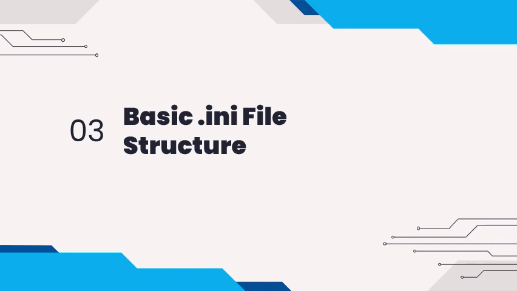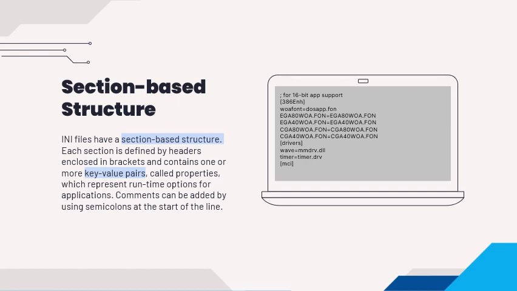Now let's look at the basic structure of an ini file. It is section-based, providing a neat and organized way to manage configuration settings. Each section is defined by headers enclosed in brackets, creating logical containers for related settings. Also, it contains one or more key-value pairs called properties, which represent runtime options for applications. Comments can also be added by using semicolons at the start of the line.